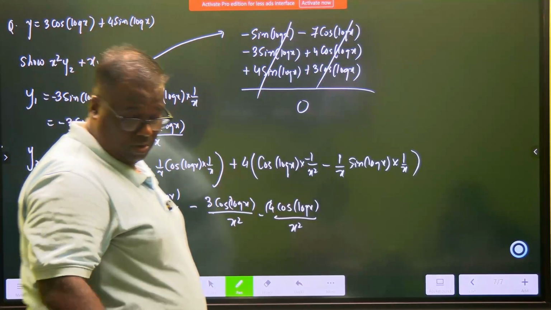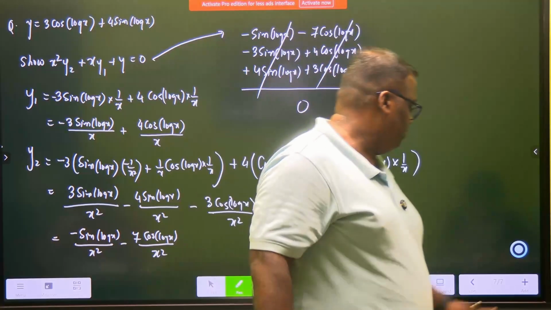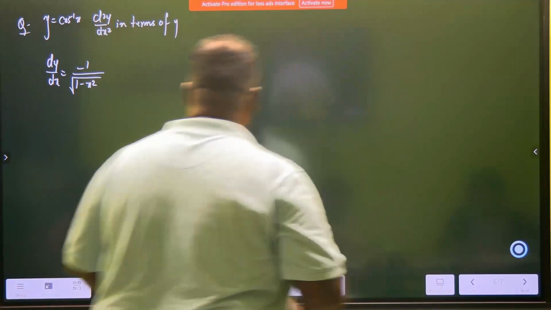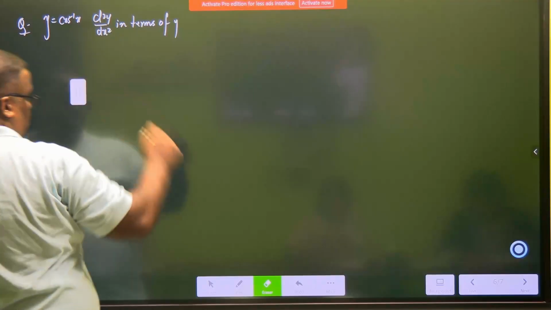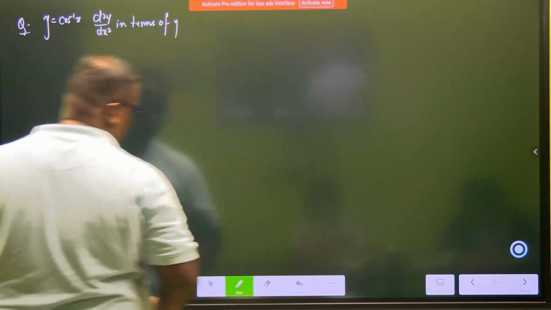Shall we do this problem? Number 12. Let's give it a try. I think proceeding this way will not fetch us anything, so let's make it an implicit function.